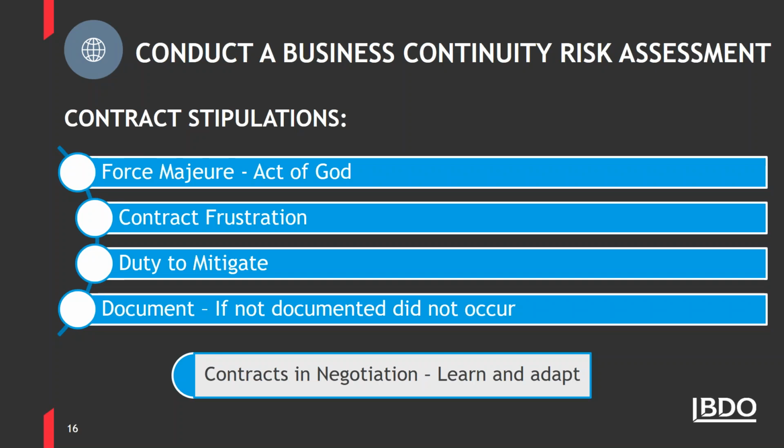And moving forward, if you have contracts in negotiation, just learn and adapt. Take the key learnings from what you're seeing in your contracts right now, and what may not be there, and make sure that it does show up in your next contracts.